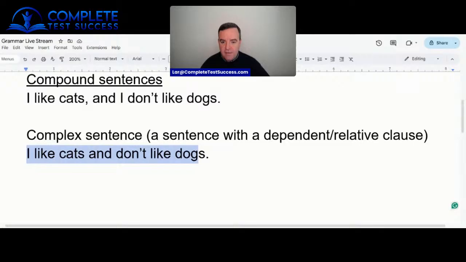And you can see that's not complicated. But when the examiner is looking for complex sentences, something as simple as, and don't like dogs, that is a dependent clause. Therefore, this is a complex sentence. Okay, so if you guys have any questions for me about grammar as we go through this lesson, that's fine. Please go ahead and ask.